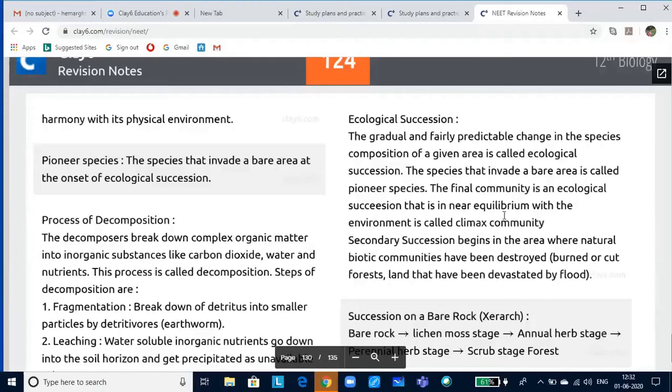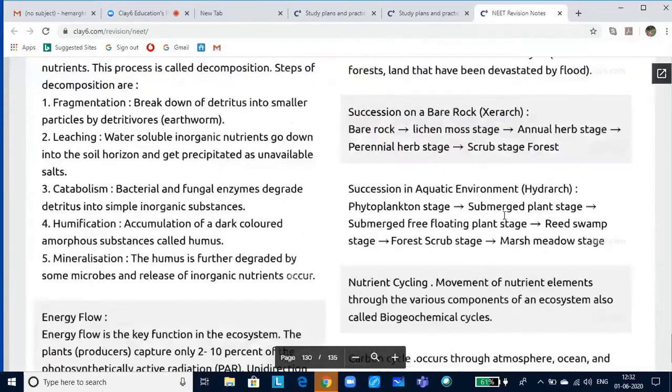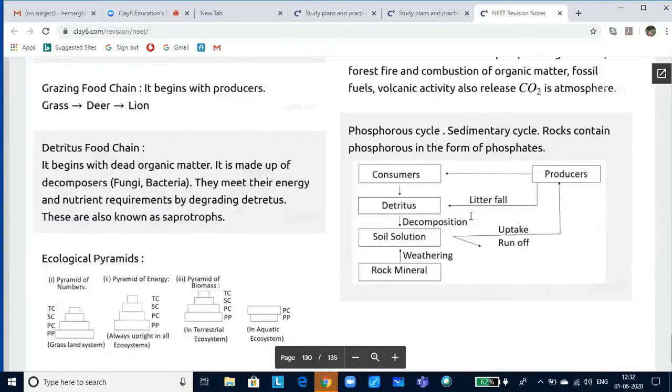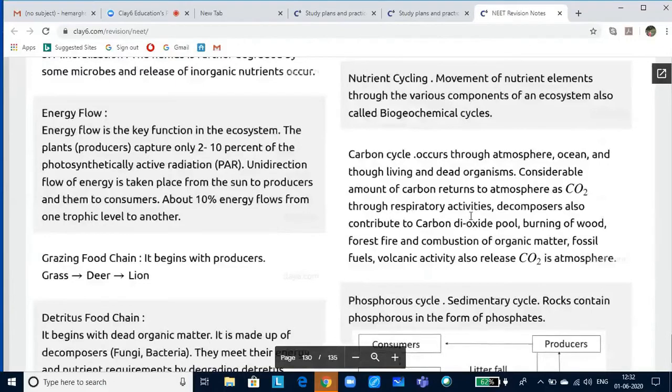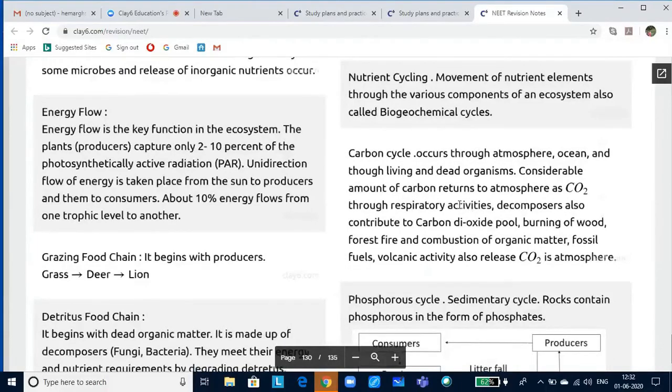Now let us look into nutrient cycling. The nutrients are never lost from an ecosystem but are recycled time and again indefinitely. The amount of nutrients, like carbon, nitrogen, phosphorus, calcium, etc., that are present in the soil at any given point of time, we call as standing state. Now, the cycles are of two types, gaseous cycle and sedimentary cycle. Gaseous cycle exists in the atmosphere. Example, carbon cycle and nitrogen cycle. Sedimentary cycle exists in the earth's crust. Example, phosphorus cycle and sulfur cycle.